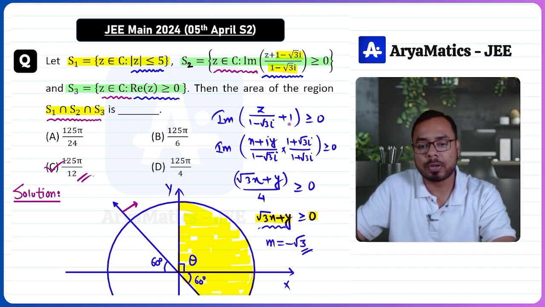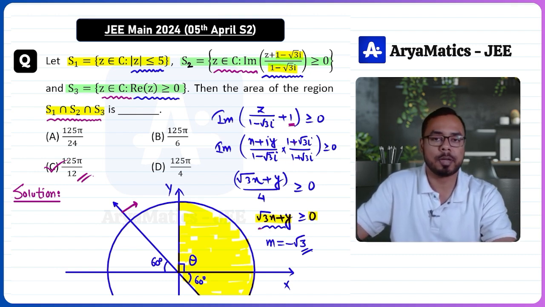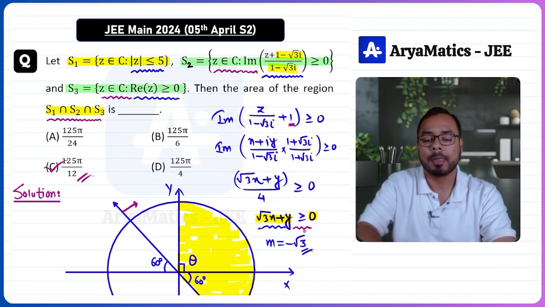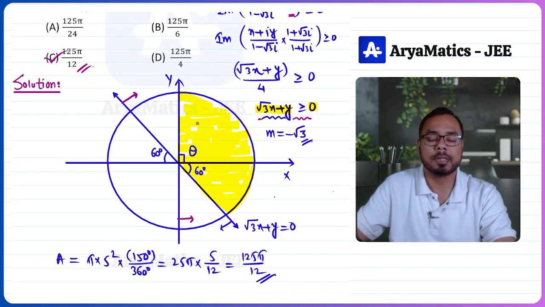And if you can make this observation that you can separate one, then the calculation will be slightly less. Otherwise, also you will get the same result, but you will have to do some more calculation. So finally, we got this line, and now intersection of all three, that was this shaded region, and area of this region will be pi r square theta by 360. Finally, after calculation, we got option C as correct answer for this problem.